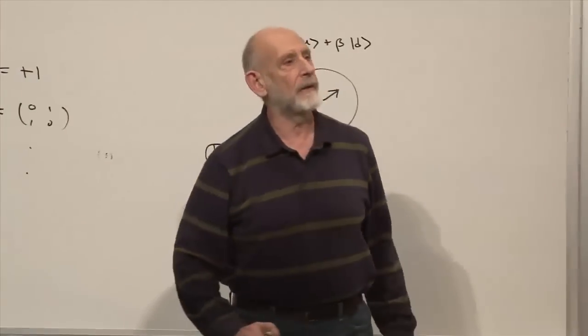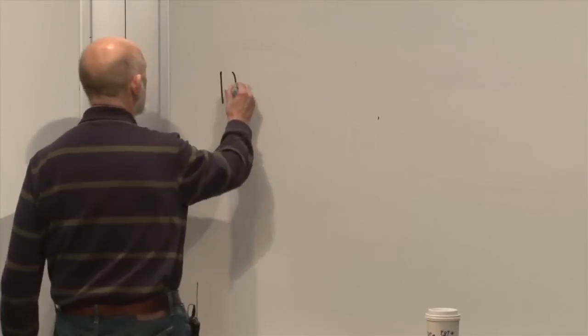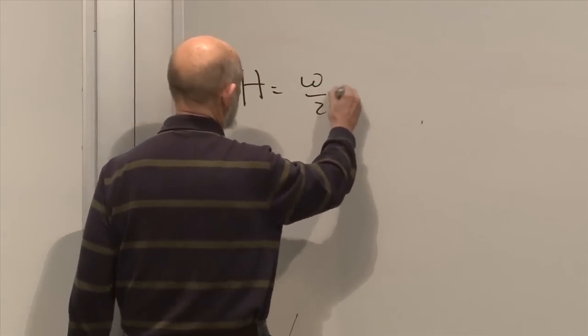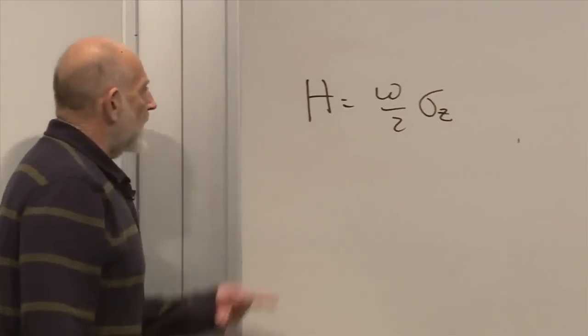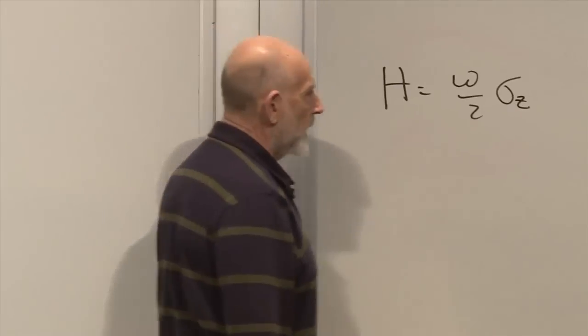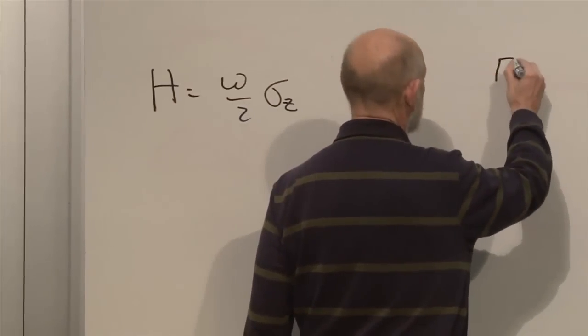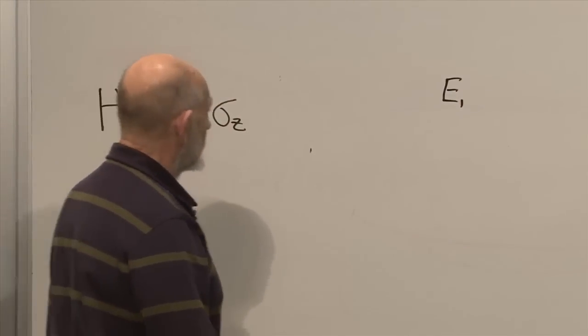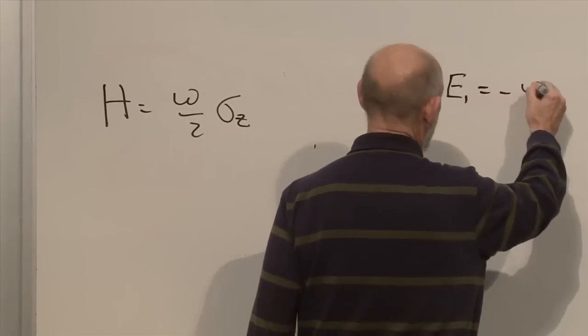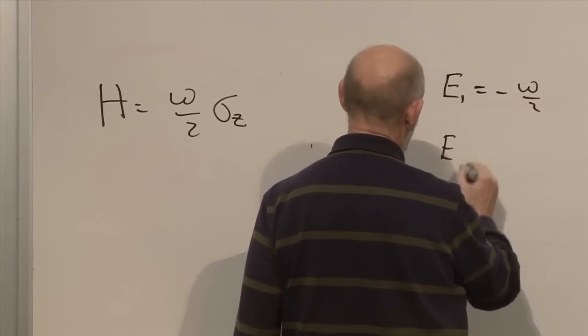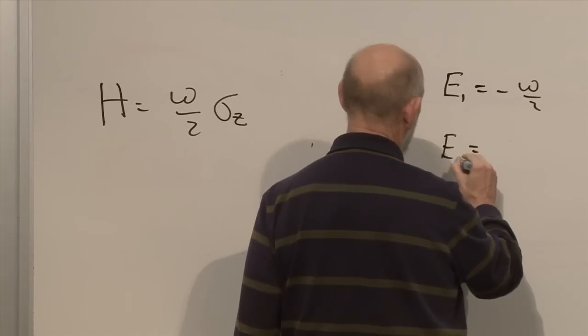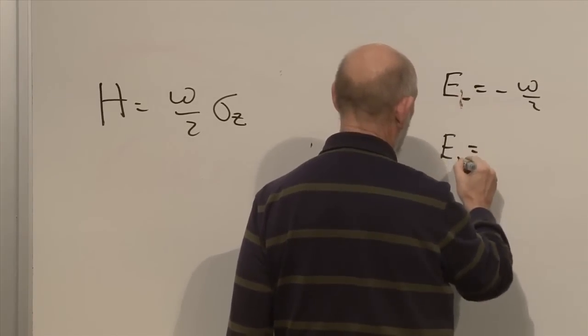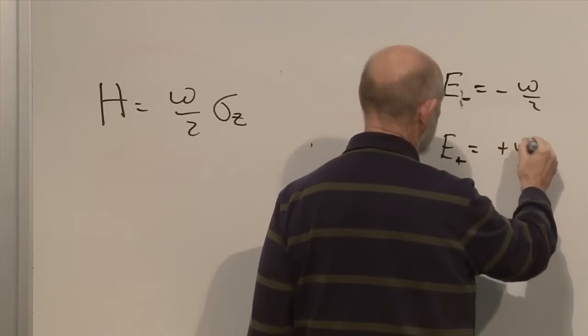And I maintained that if it emits a photon, remember the way we set things up, we said let's take the Hamiltonian to be omega over 2 sigma z. That has two eigenvalues, plus omega over 2 and minus omega over 2. The lower of the two is minus omega over 2, and the upper one, we could call these E minus and E plus, is plus omega over 2.